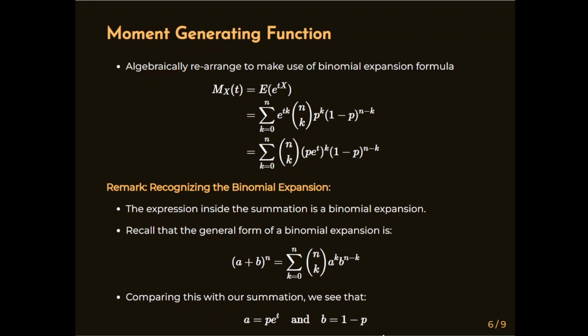Recall that the general form of the binomial expansion is a plus b to the power of n equals the summation from k equals 0 to n of n choose k times a to the power of k times b to the power of n minus k. So what we're going to do here is set a equals p times e to the power of t, and b is equal to 1 minus p. We're home and dry because literally that is what we have to do. So that is the trick there.